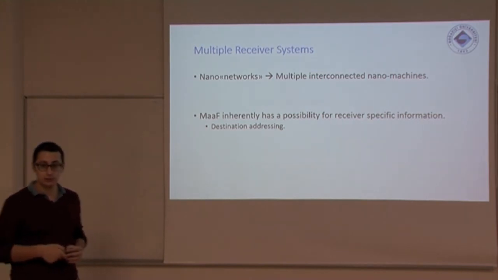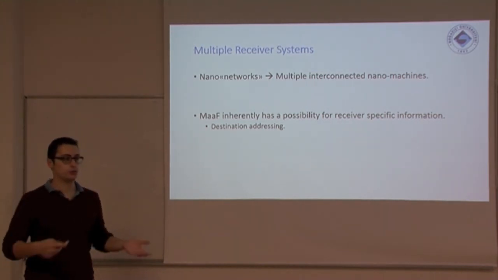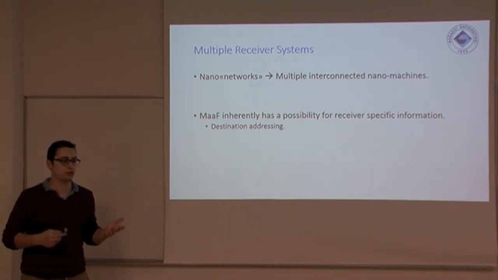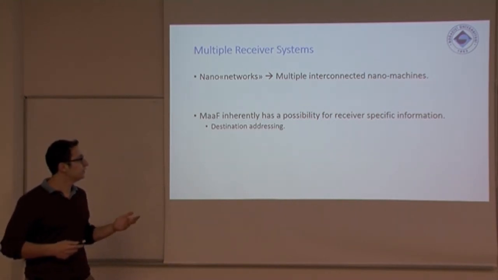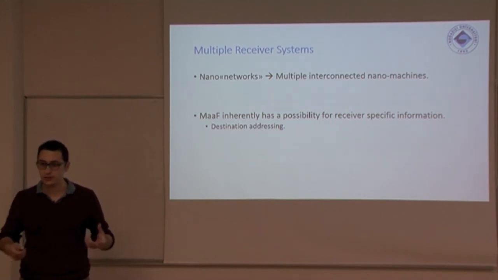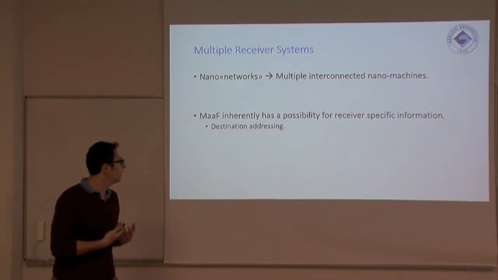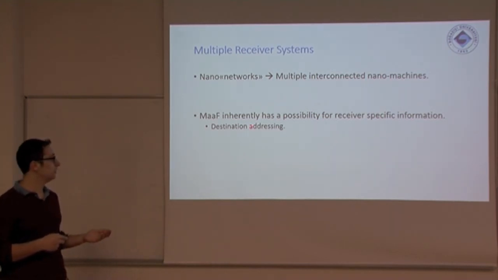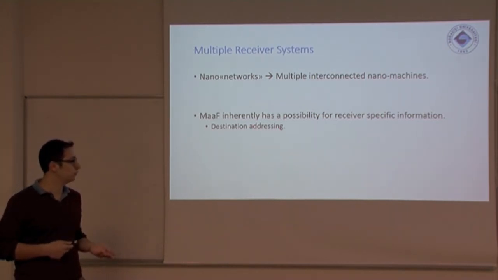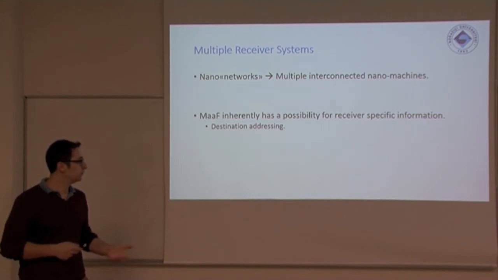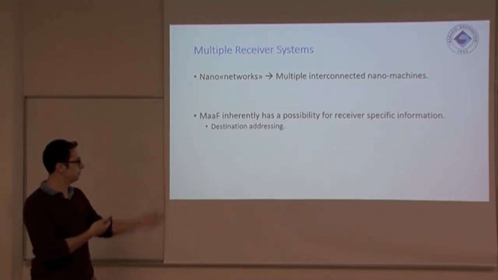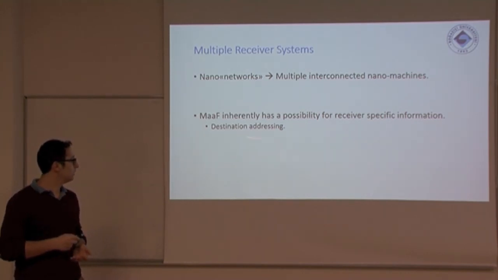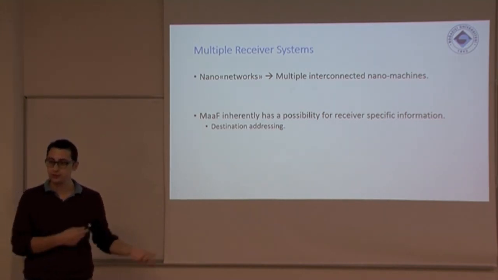Okay, what about multiple receiver systems? The whole point of this course is nano networks, right? We're trying to interconnect multiple nano machines to each other instead of working on a single link. Fortunately, molecule as a frame systems inherently have a possibility for receiver-specific information transmission, by doing something similar to destination addressing.